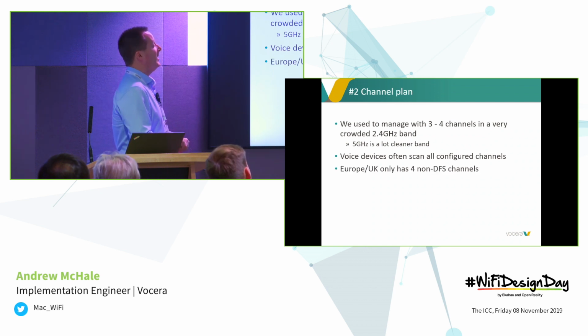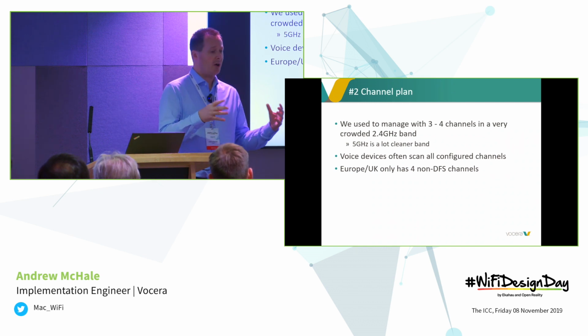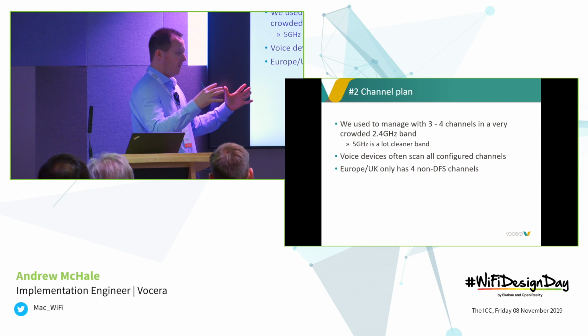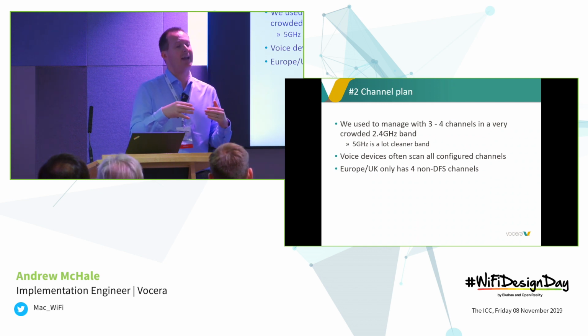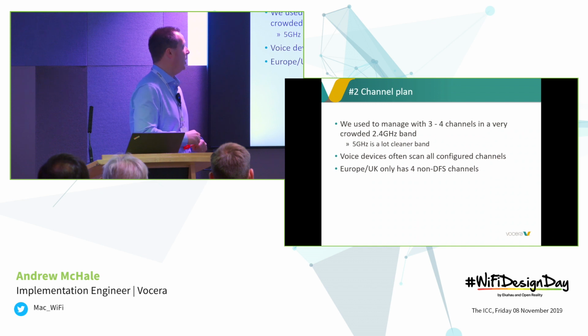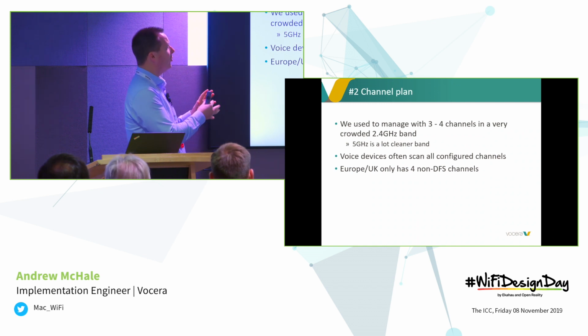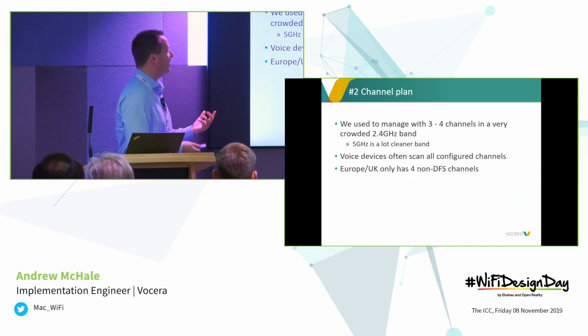On top of that, we only have 4 non-DFS channels in Europe and UK. So America has 8, so they can use 8. When you do a DFS channel, as you see in a moment, you spend a lot less time scanning. So actually, if the whole thing was non-DFS channels, we could probably get away with having 20 channels. That'd be fine. But because we've got only 4 non-DFS and the rest are really slow scanning channels for us, we can't really afford to use a huge channel plan.